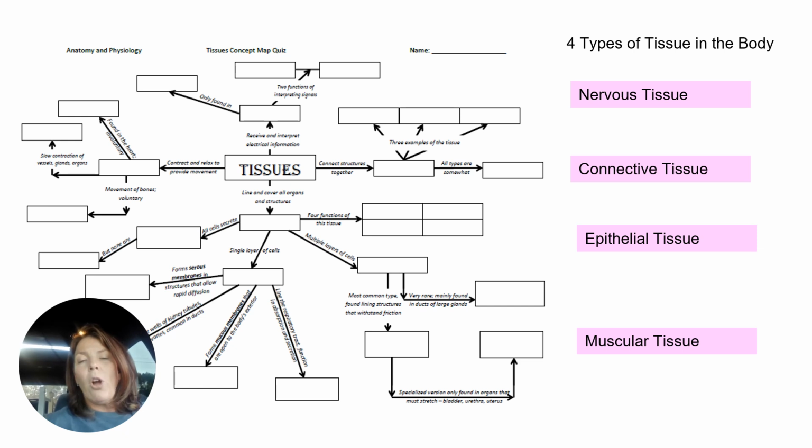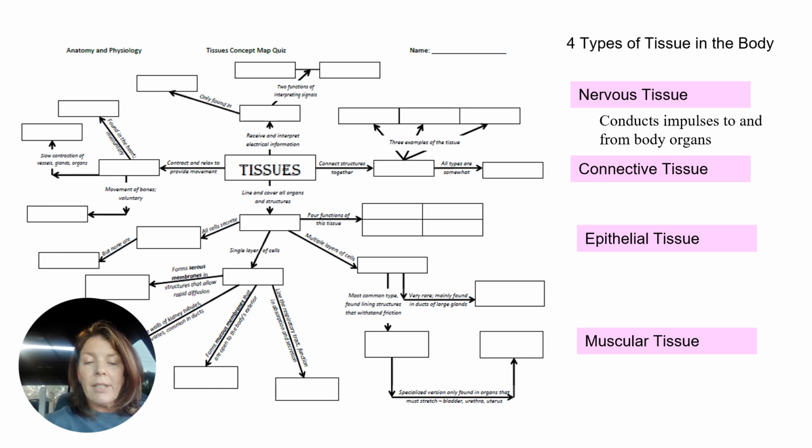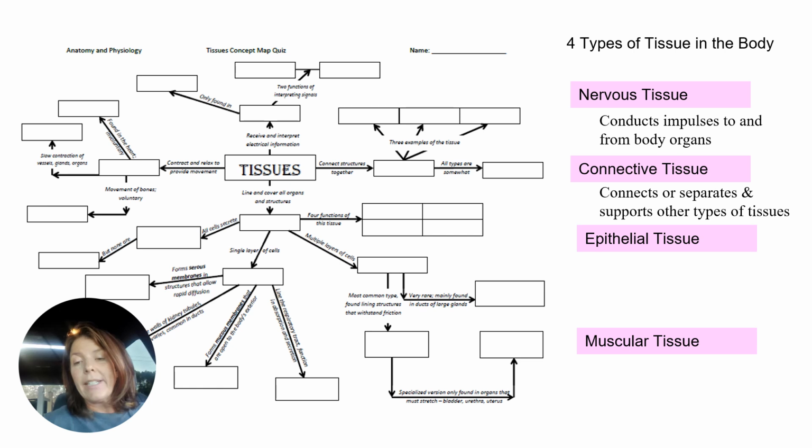Let's recall what these tissues do. The primary role of nervous tissue is to conduct impulses to and from organs of the body. It helps maintain communication. Connective tissue does exactly as it says. It connects tissues, and sometimes it will actually separate tissues while supporting the body.